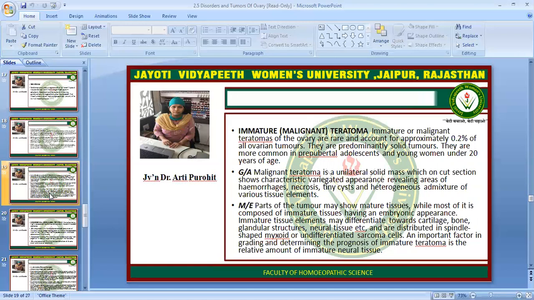On general examination, it is a unilateral solid mass, and the cut section shows a characteristic variegated appearance revealing areas of hemorrhage, necrosis, tiny cysts, and a heterogeneous admixture of various tissue elements. Microscopic examination shows some mature tissue, while most of it is composed of immature tissue having an embryonic appearance. Immature tissue elements may differentiate towards cartilage, bone, glandular structure, and neural tissue, and are distributed in spindle-shaped myxoid or undifferentiated sarcoma cells. An important factor in grading and determining the prognosis of immature teratoma is the relative amount of immature neural tissue.